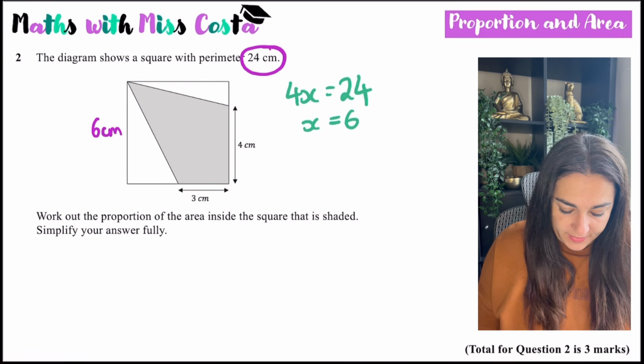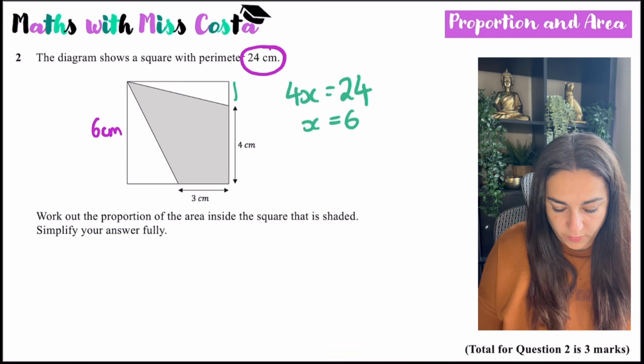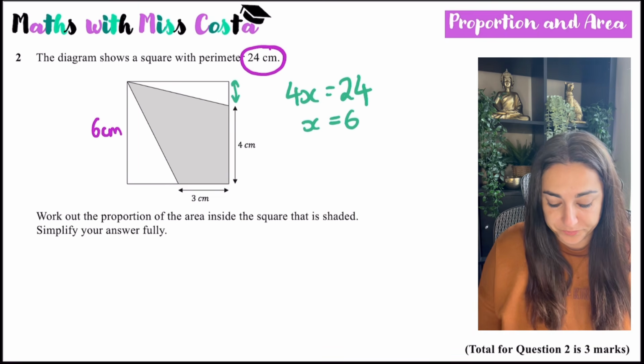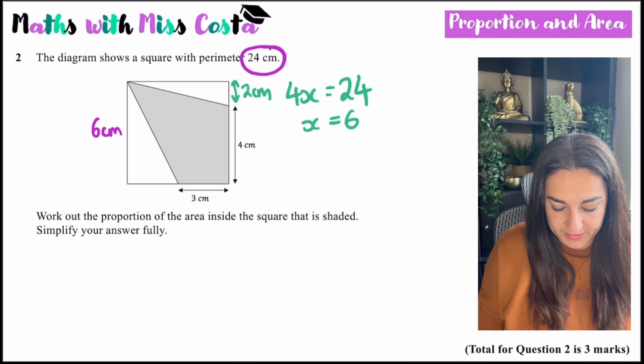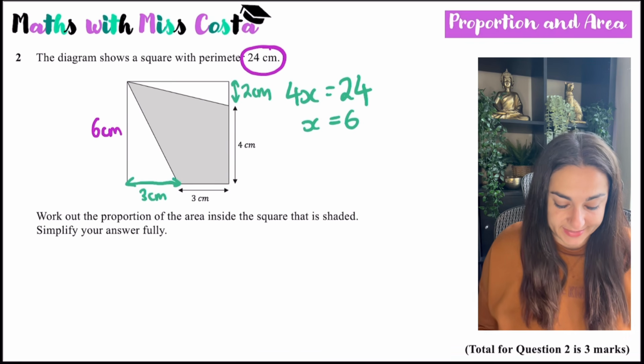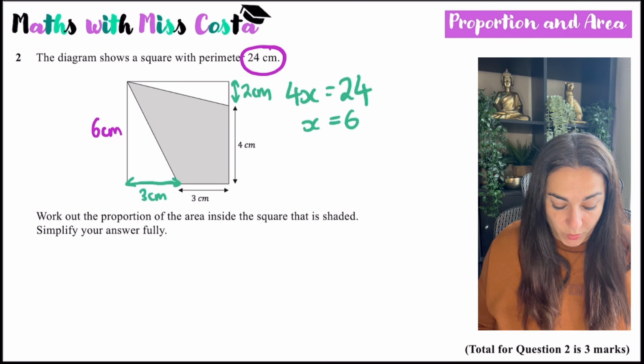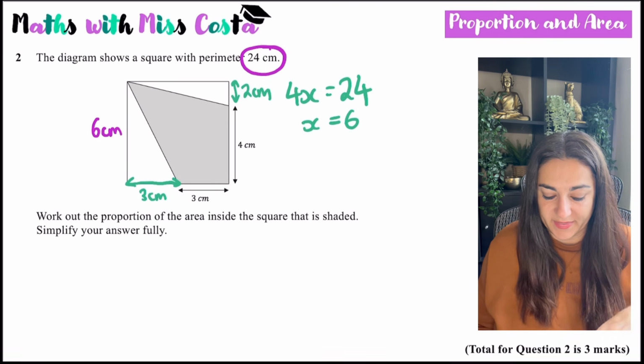Now, if you figured that out, you can then figure out what the remaining little bits of the unshaded area would be. So if the whole side is 6 centimeters, this little bit here must be 2 centimeters, and this little bit here must be 3 centimeters because the sides need to add up to 6. So we need to work out the proportion of the area inside the square that is shaded.